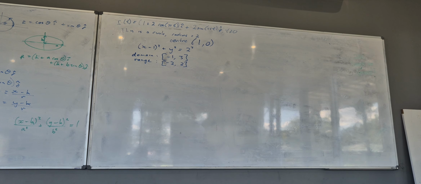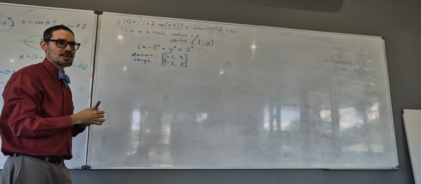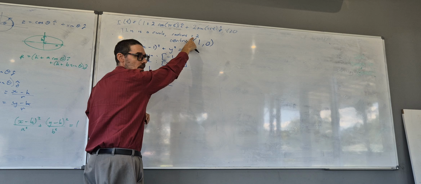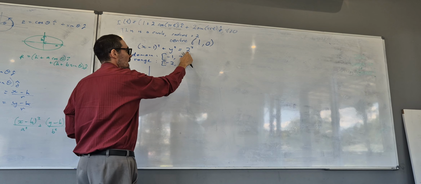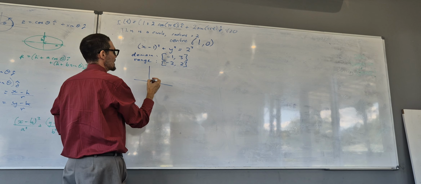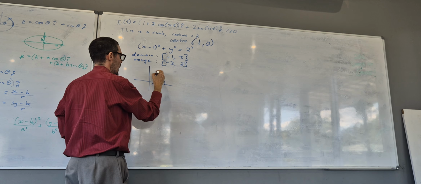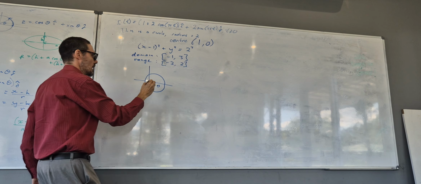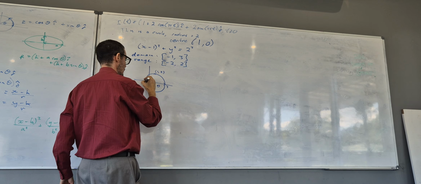Sketch it. The centre point is 1, 0. It might make more sense if you sketch it. The radius is 2, the diameter is 4. Yeah, it's a 4 here because it's 2 squared, but the radius is 2. Centre is 1, 0, and the circle goes like that. And we can go 3, 1, 2, -1.